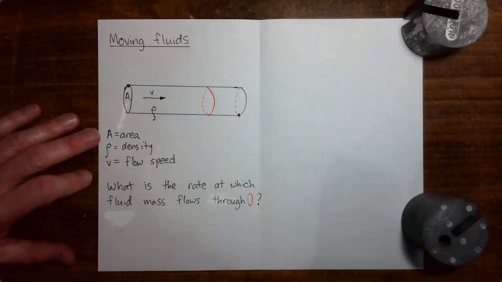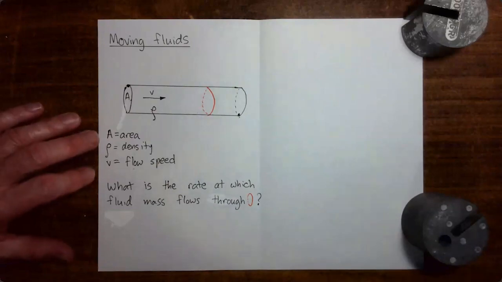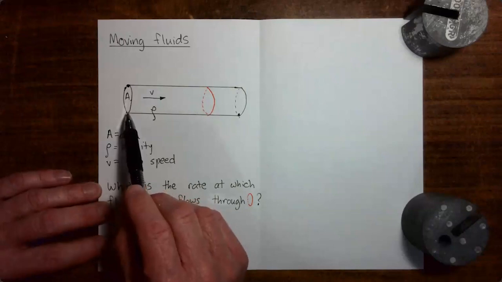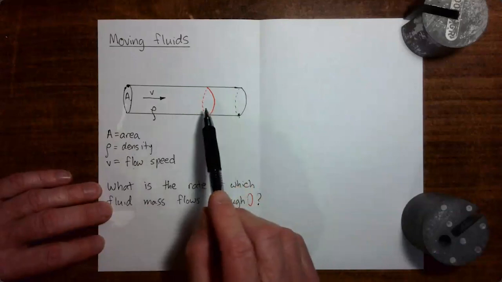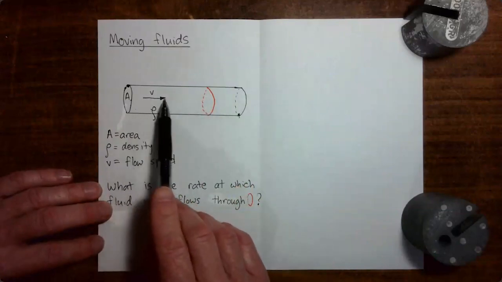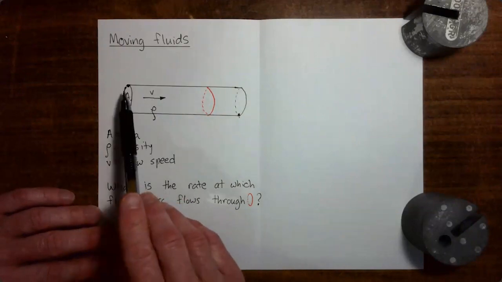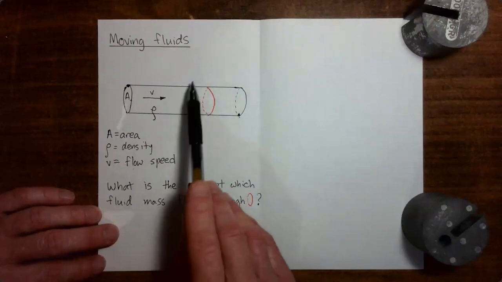We're going to begin in this video by studying a fairly simple example of a flowing fluid and asking a fairly straightforward question about that scenario. So here we have a pipe with a cross-sectional area A. We have a fluid of constant density ρ flowing through the pipe at speed v. The question we would like to ask is this: what is the rate at which fluid mass is flowing through that red circle that I marked on the outside of the pipe?